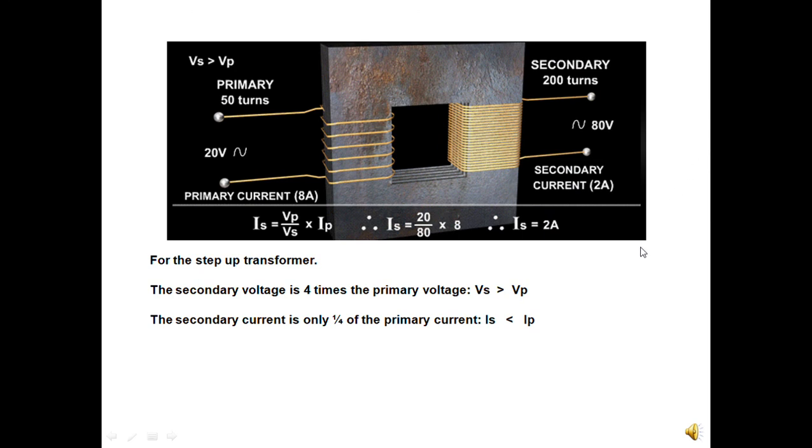Here's an example calculation. You have 50 turns in the primary, 20 volts AC. And in the secondary, we've got 200 turns and 80 volts. And so we can calculate the current in the secondary. And you can see we've gone from 20 volts to 80 volts. And so we would expect the current to be a quarter of the primary current, which it is, because that is 4 times that, so therefore, that must be 4 times that.